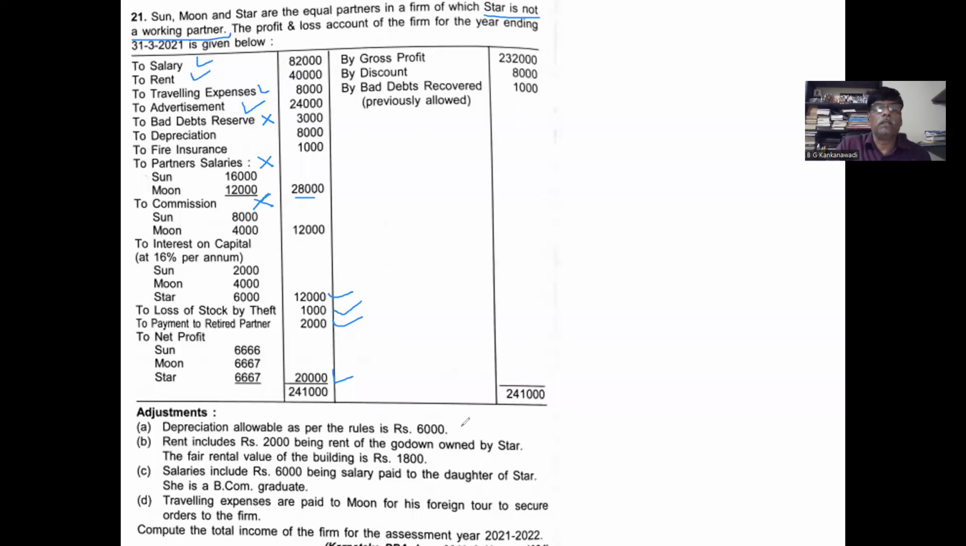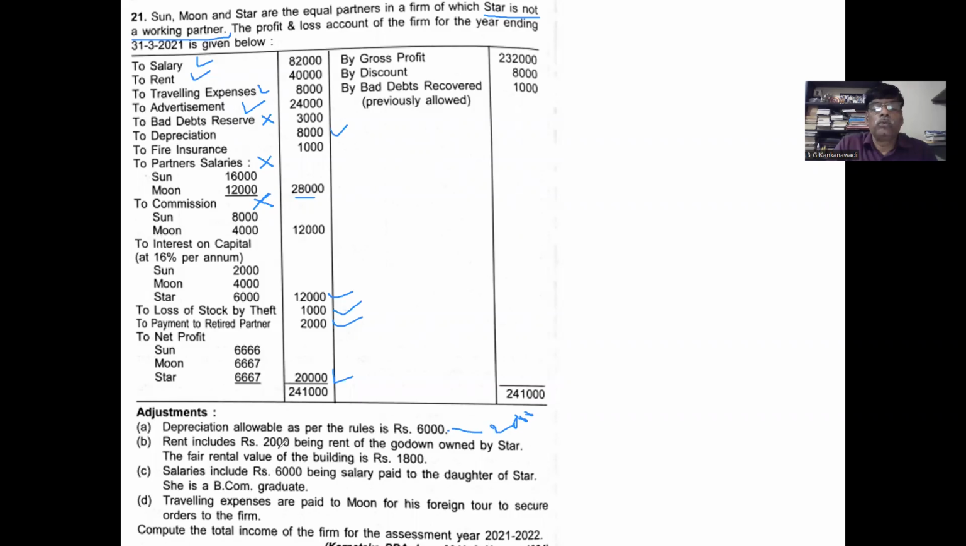Come to adjustment. Depreciation allowable is 6000. In your P&L account, you have shown 8000. So out of 8000, 6000 is allowable. Remaining 2000 is disallowed. Depreciation 2000 is to be disallowed. Okay.